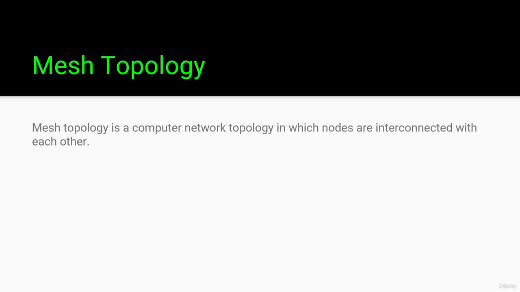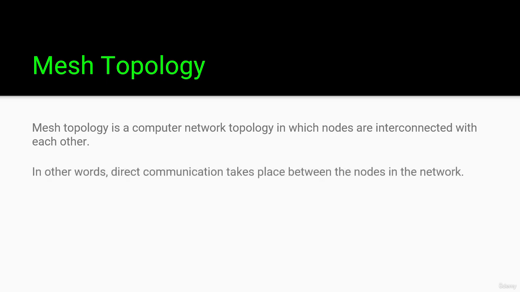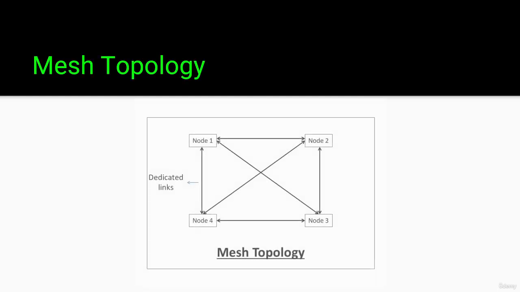Mesh topology. Mesh topology is a computer networking topology in which nodes are interconnected with each other. In other words, direct communication takes place between the nodes in the network. Here you can see that node 1 can communicate with node 2, node 3, and node 4 at the same time. The same goes for node 4, node 3, and node 2, because we have dedicated links between each one of them. So for example, if I lose the connection between node 1 and node 2, I can connect node 1 to node 2 through node 3.